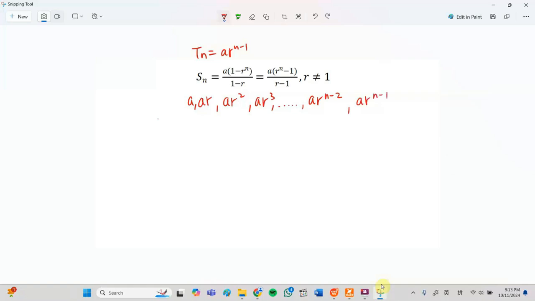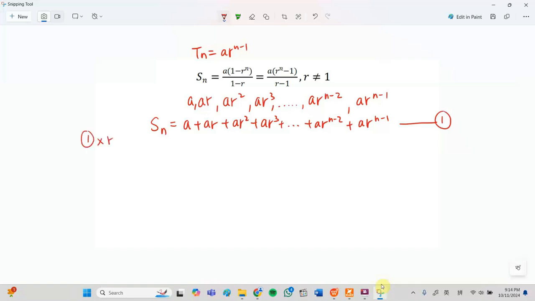So if you want to find the sum of the n terms, you will have to add all this up. You have to find the total, which means you have to take A plus Ar plus, and so on. Then we label this as equation number 1. For the next thing, we are going to multiply equation 1 by r. Multiply equation 1 by r means all the terms here, we have to multiply them by r.